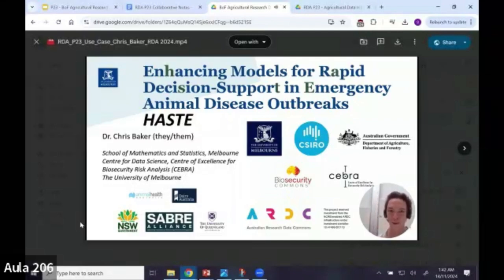I'm joining today to talk to you about this project that I lead, titled Enhancing Models for Rapid Decision Support in Emergency Animal Disease Outbreaks, and to talk about how agricultural data integrity fits into this work. This is a project that is co-designed with the University of Melbourne, CSIRO, the Department of Agriculture, Fisheries and Forestry, and also, of course, Australian Research Data Commons.